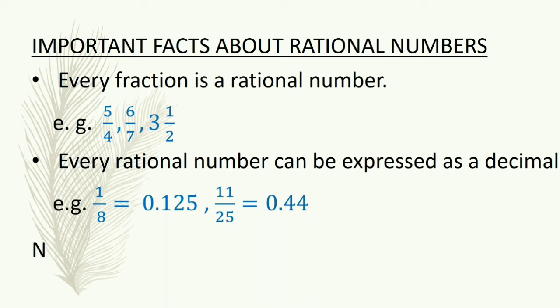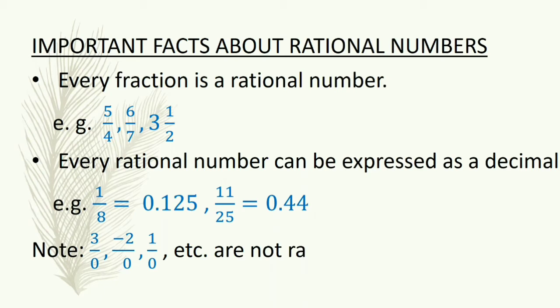Now, an important thing to be noted is, since division by 0 is not defined, the denominator or q can never be equal to 0. Therefore, numbers like 3 by 0, minus 2 by 0, etc. are not considered as rational numbers.